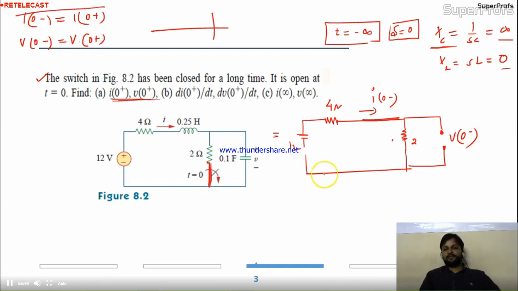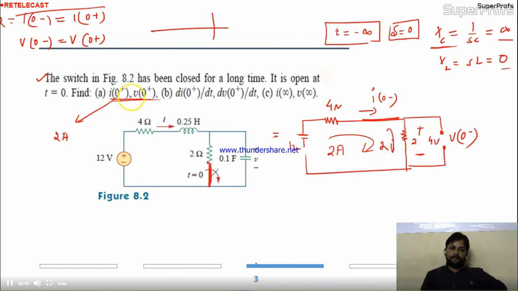Okay. So come now here, this is a very simple circuit. This is open. Total resistance is 6, 12 by 6. This is 2 ampere. 2 ampere current will flow over here. So i0 minus is 2 ampere. The same current will be i0 plus also. So here the current is 2 ampere. Now come to the v0 minus. The voltage across this 2 ohm is nothing but the v0 minus. Here the current is 2, so this is 4 volt. The value of this is nothing but 4 volt. Is it okay? So this part of the question is finished.